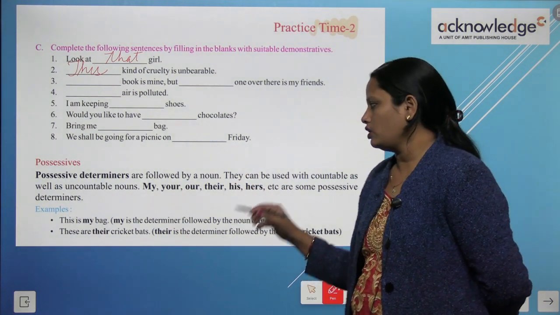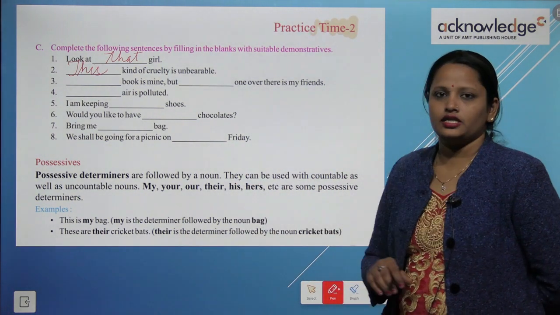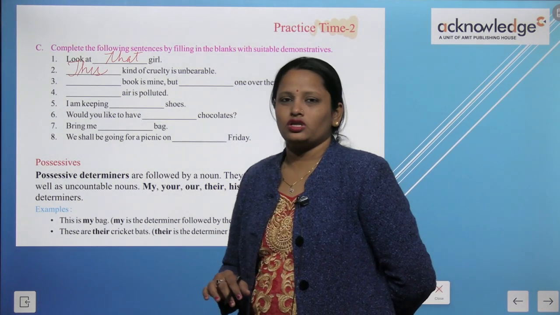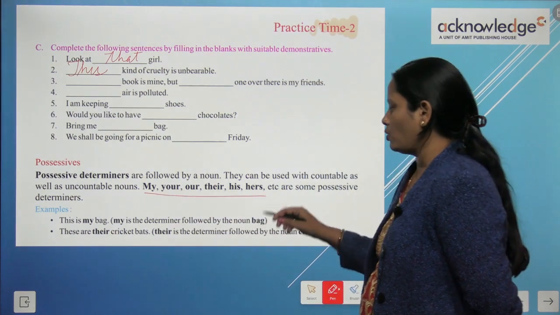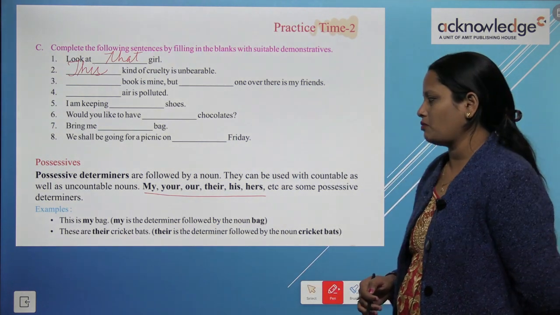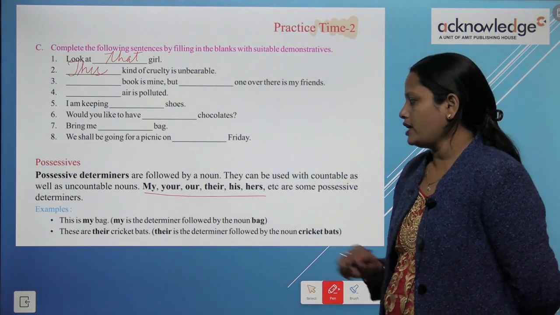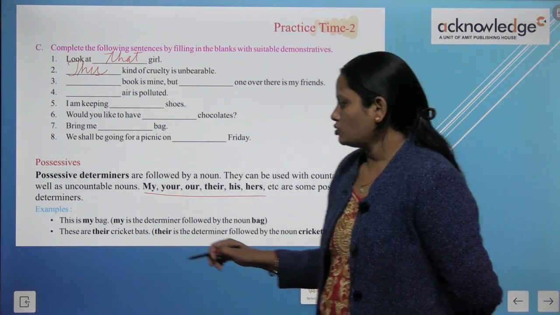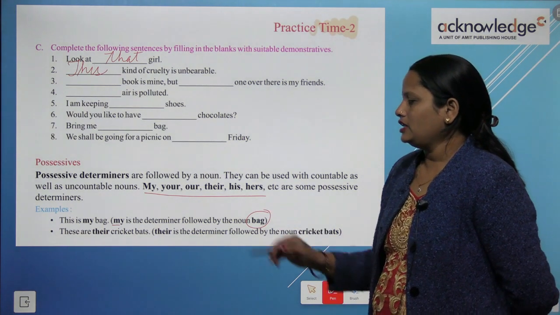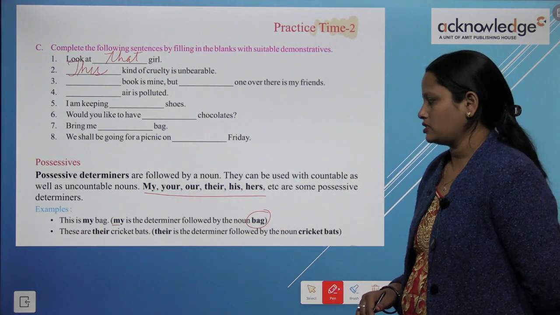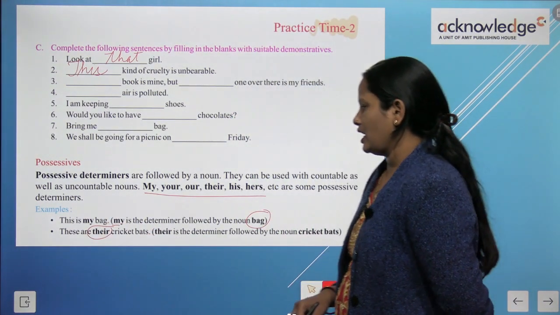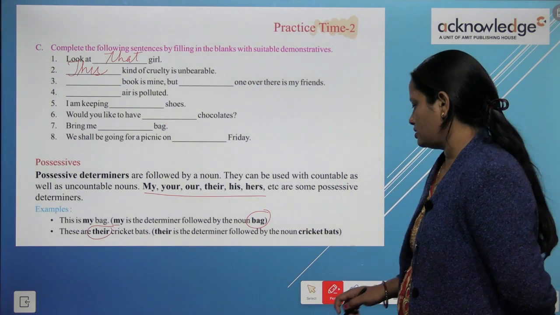My, your, our, their, his, hers, etc. are some possessive determinants. So ये जो है यहाँ पे कुछ जो determinants दिए गए हैं possessive determinants हैं जो possession बताते हैं. So for example here the example is this is my bag. My is a determiner followed by the noun bag. So my जो है determiner है जिसको हमने bag के लिए लिखा है. These are their cricket bats. So अब यहाँ पे their जो हमारा determiner है जो हमने यूज किया है for cricket bats.